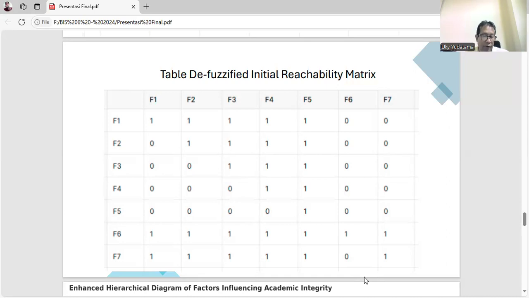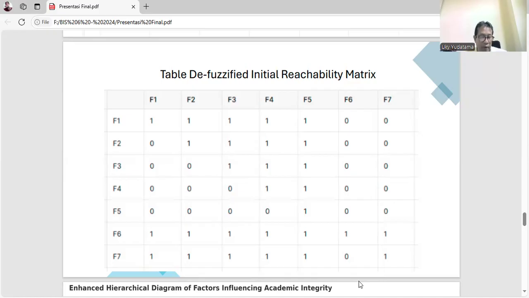One means that the factor in the row has a direct significant influence on the factor in the column. 0 means there is no significant influence between the factors. For instance, F1 policy and regulation influences F2 commitment and management support with a value of 1, showing a strong relationship between these two factors.